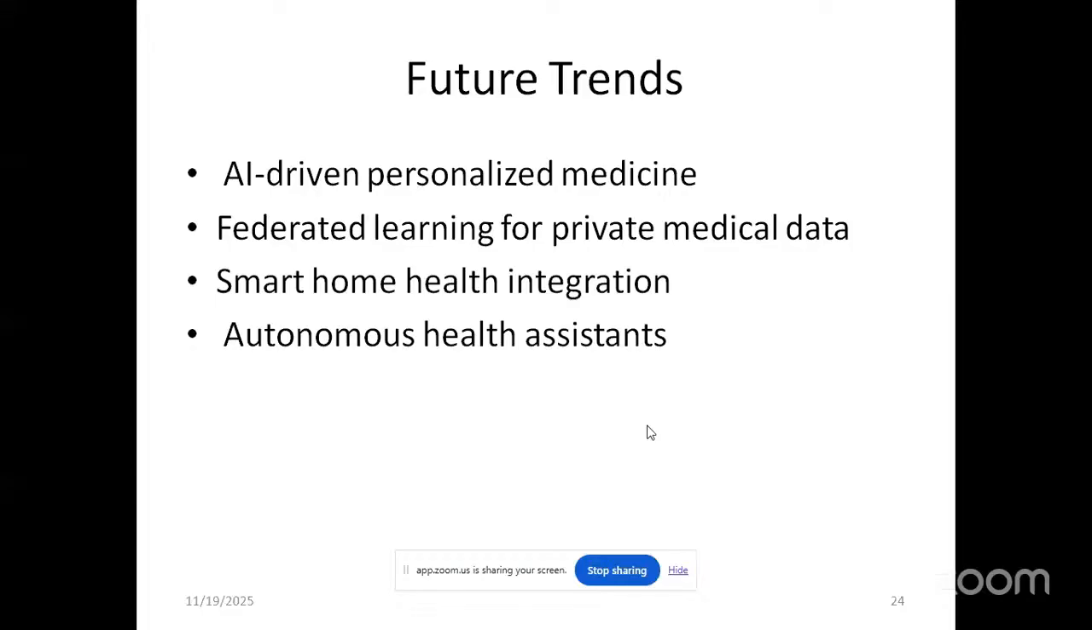Next is federated learning for private medical data. Third is smart home health integration. We already have smart home automation, smart hospital systems, and smart colleges. It is the integration of all data, but health integration in particular is very important.